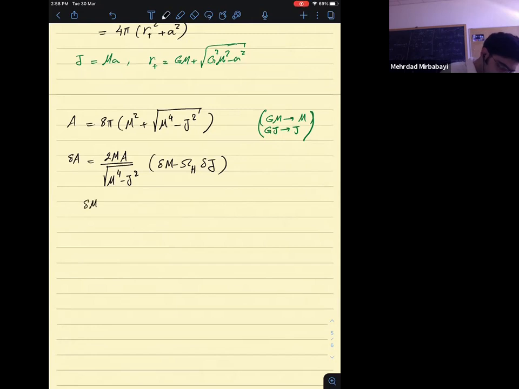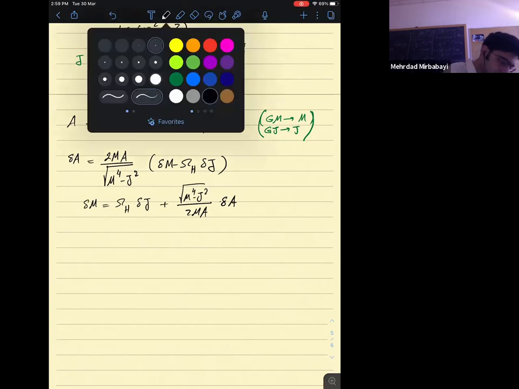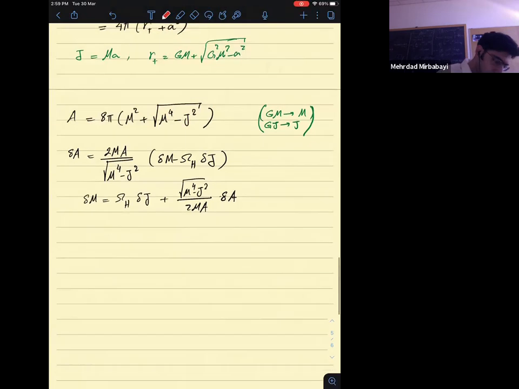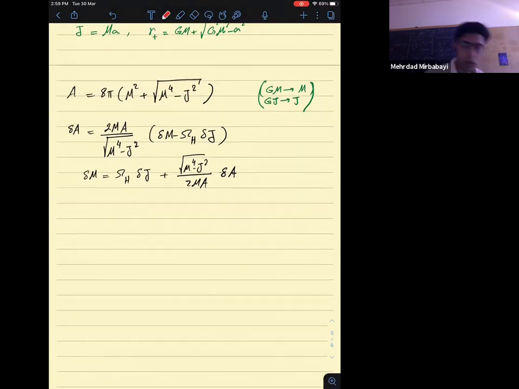So you can write it as delta m is equal to omega H delta J plus the square root of m to the fourth, and so on, times delta A. So here I'm doing nothing. Now why does it look suggestive? Because it looks similar to the first law of thermodynamics.